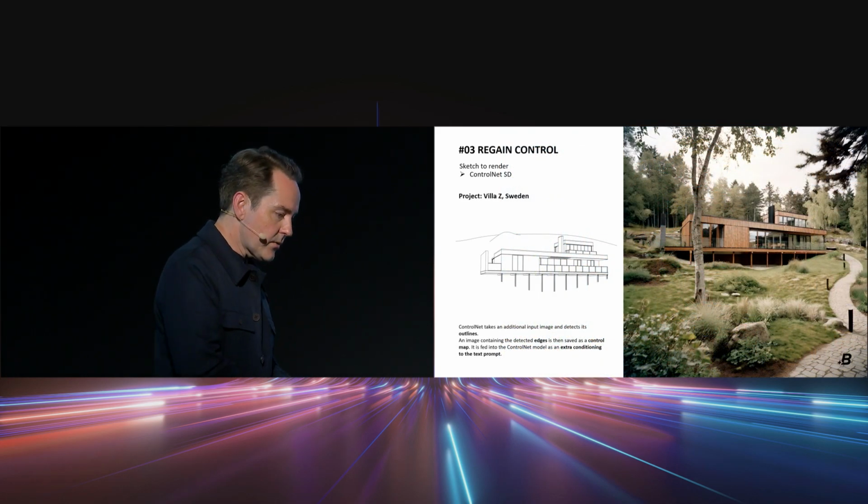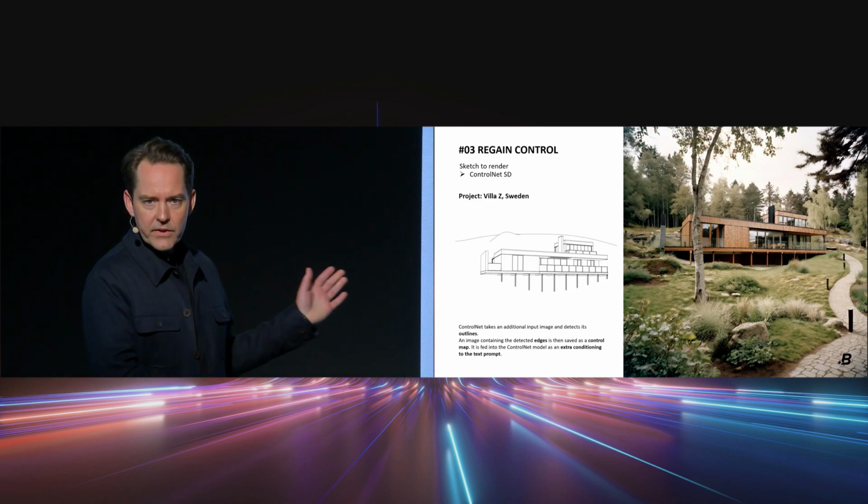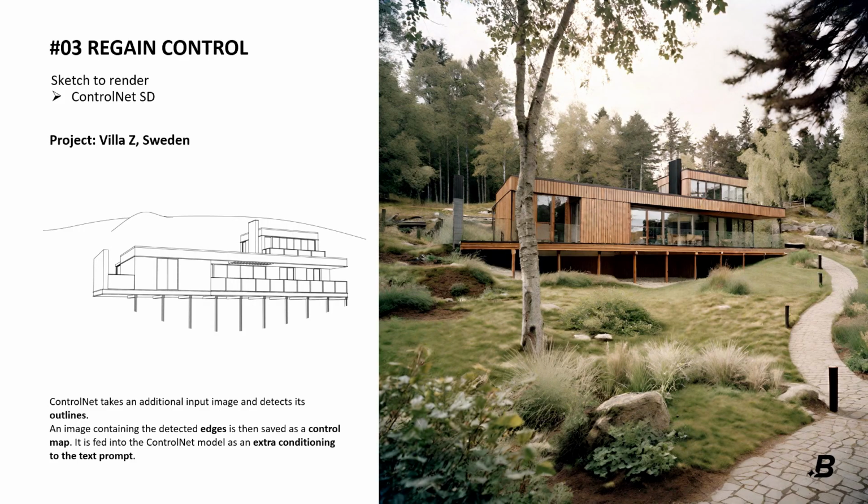Works also with line work. This is now a line work from a CAD software, but you can also use hand sketches. Again, works in the same way, detecting the outline of the geometry, making an outline map, and then you can use prompts to describe what you want to see, the landscape design, the material, and so on.